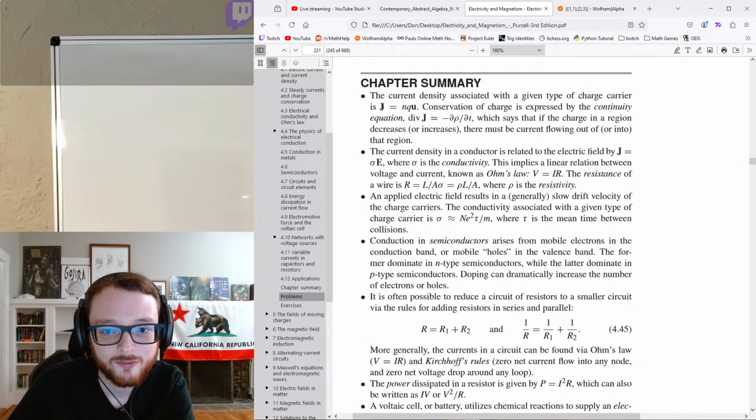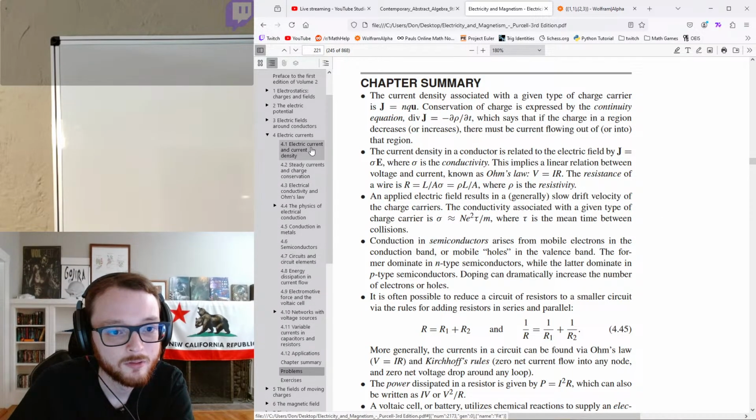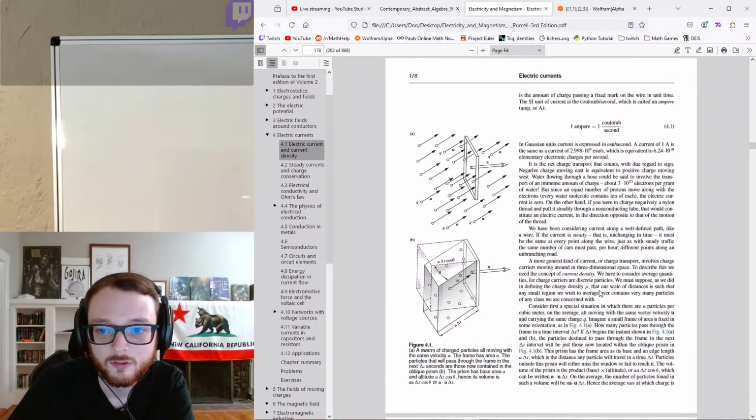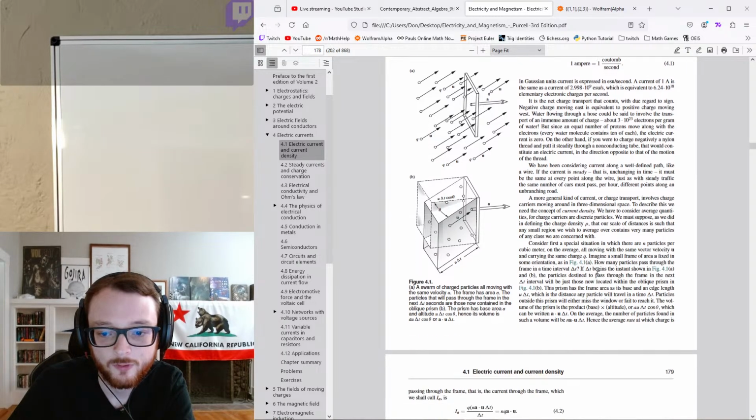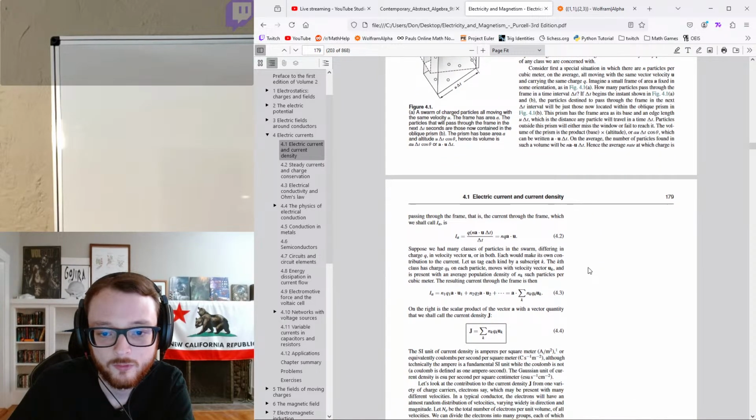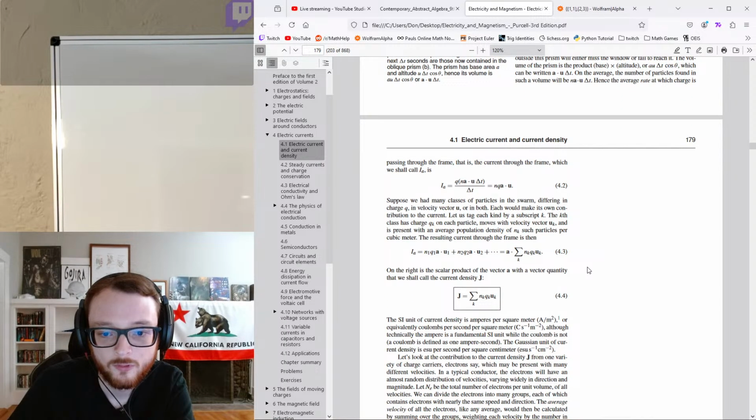The current... Wait, don't we need a dot product? NQU. Like, I was picturing this in my head. We need to draw a surface for things to go through. Yeah, like A dot U.